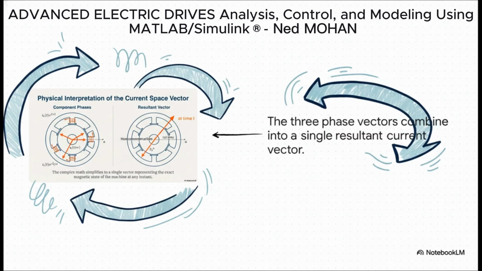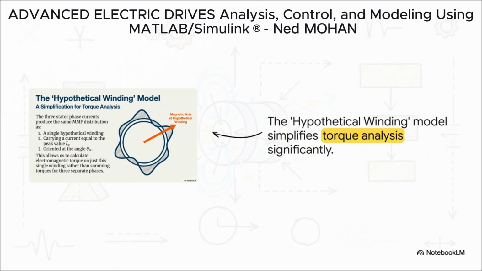It's so much simpler. This allows us to imagine a single hypothetical winding. Just one. This idea simplifies incredibly complex tasks, like calculating the machine's electromagnetic torque, because now we only have to worry about 1 winding instead of 3. It's a game changer for analysis.